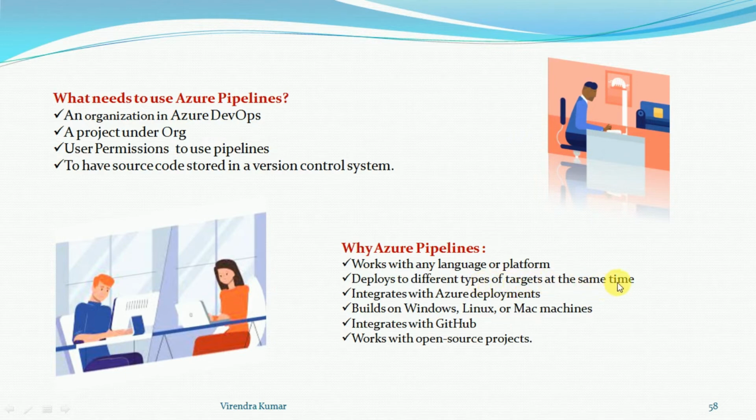It will deploy to different types of targets at the same time. That means if you have multiple environments like the staging environment, test environment, or the production environment, you can deploy these applications and the build at the same time. Integrate with Azure deployments. Build on Windows, Linux, and Macintosh machines, integrated with GitHub, works with open source projects like Sonarqube, Jenkins, Maven. That means you can integrate a lot of projects or tools with Azure Pipelines.